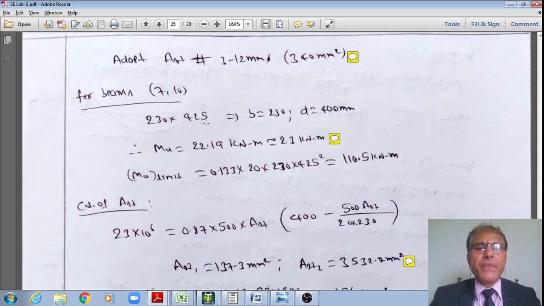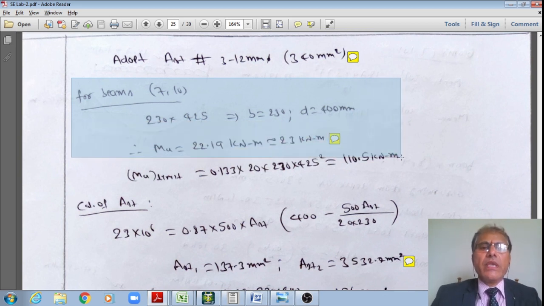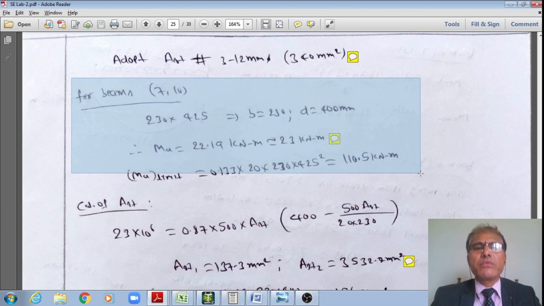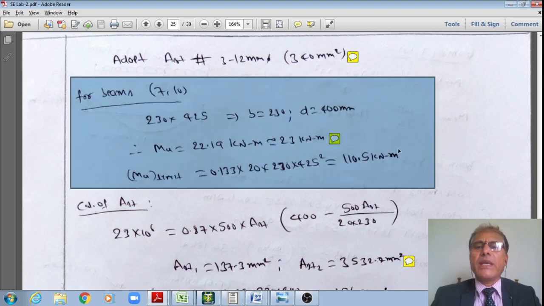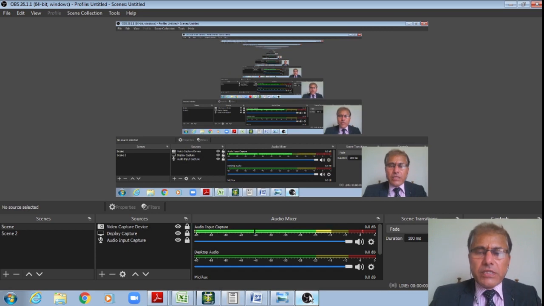Similarly, for the two edge beams, the exterior beams, beam number 7 and 10, where the size is equal to 230 by 425, student, right? We have analyzed and we got Mu is equal to 22.19, say approximately 23 kilonewton meter. Therefore, what is the limiting moment of resistance? 0.133 fck, 20 multiplied by 230 multiplied by 425. It is 110.5 kilonewton meter. Therefore, this also states that the section is under-reinforced.